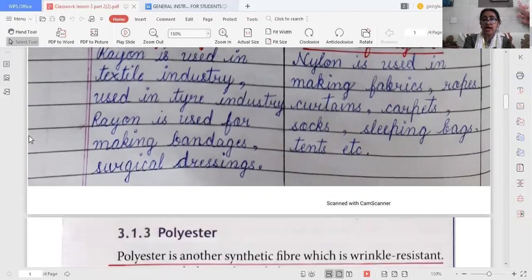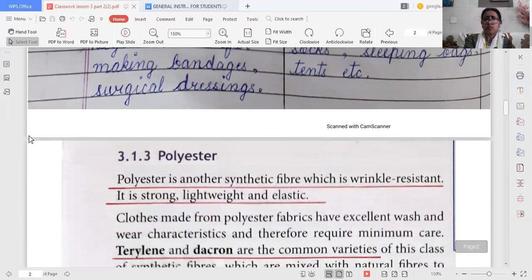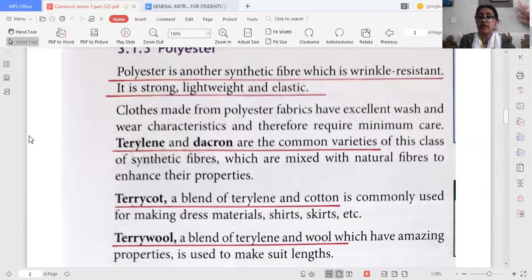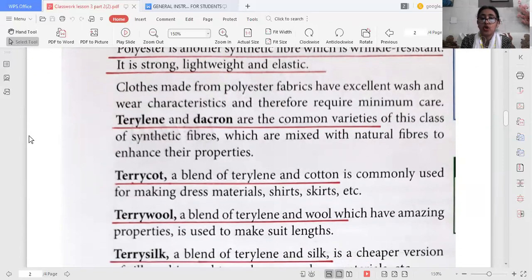Now I will go to another one, that is polyester. What is polyester? This is another synthetic fiber which is wrinkle resistant, and polyester is very strong, light and elastic. Now they have unique features. The fabrics have excellent wash and wear characteristics, and therefore require minimum care. Now polyester commonly has two varieties, Terylene and Dacron. So Terylene and Dacron are the common varieties of polyester.